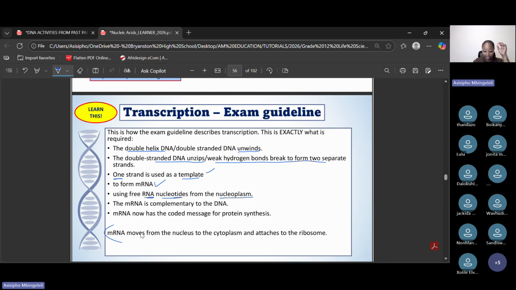Now, you can be lucky where they allocate a mark for unwind, for the hydrogen bonds, and unzipping, then one strand as a template to form messenger RNA strand, and then this. With just these 5 points, you would have gotten yourself 6 marks already. Anything else that you say before or after that is not correct, you won't get a mark for. So the best is to try and remember this and make that change. Please start with the hydrogen bonds and then the unzip, because you don't know how they're going to mark it in June. They can allocate 2 marks for it or 1 mark. I also don't know. We only find out on the day.